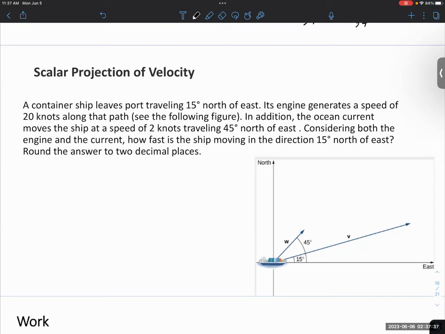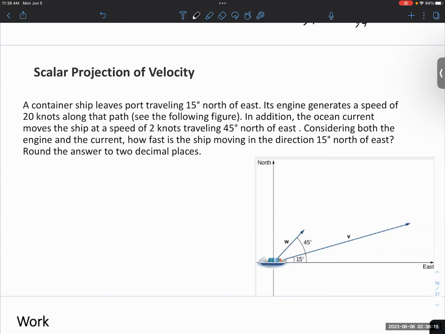In this question, you're going to use all the formulas we just discovered. So what is going on? A container ship leaves port traveling 15 degrees north of east. Its engine generates a speed of 20 knots along that path. See the figure. In addition, the ocean current moves the ship northeast at a speed of 2 knots. Considering both the engine and the current, how fast is the ship moving in the direction 15 degrees north of east? Round the answer to 2 decimal places.